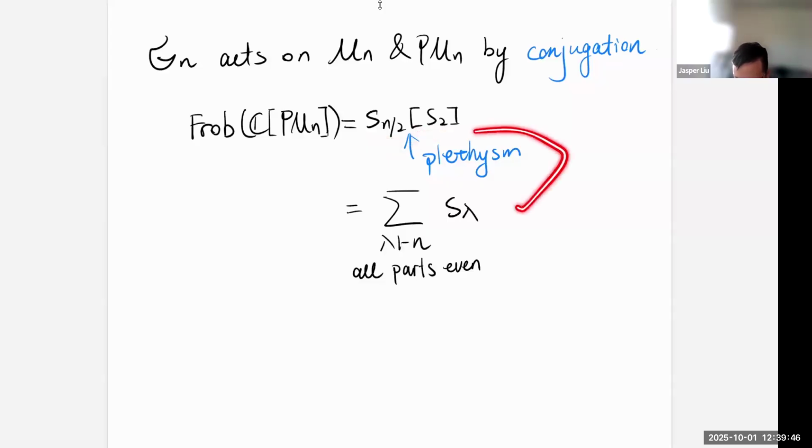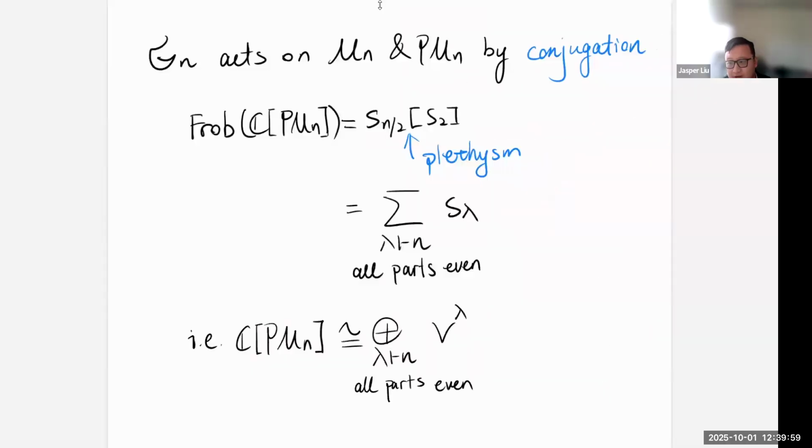The idea is it can be rewritten as a direct sum of irreducible representations labeled by lambda, satisfying all parts of lambda are even. So that means we can write it in this form. So the representation of the perfect matchings is just a direct sum of irreducible representations, all parts even.